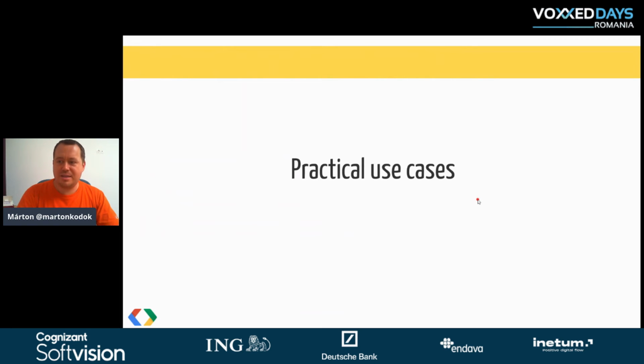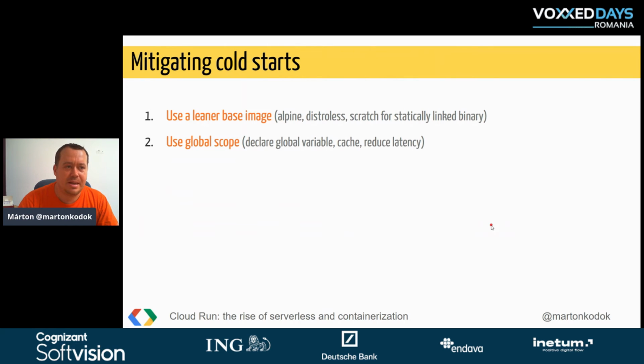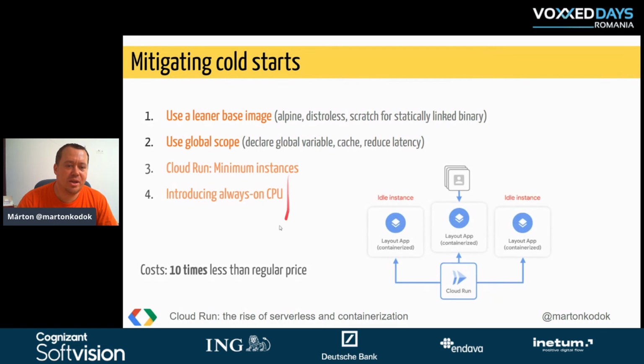Now, let's see some practical use cases, because this was theory. So let's see how we are mitigating, for example, cold starts. The basic stuff is that you can use a lean base image or use global scope, declare global variables, cache, to reduce latency. But I want to actually showcase two additional features here, which are the minimum instances and always on CPU, which is in preview. It was launched last week. It's a very new feature.